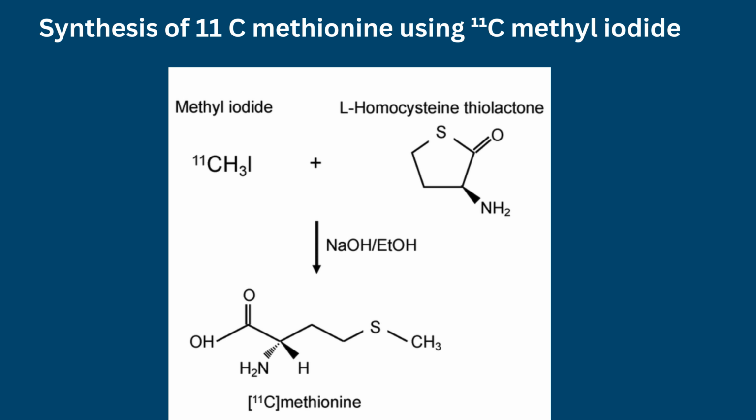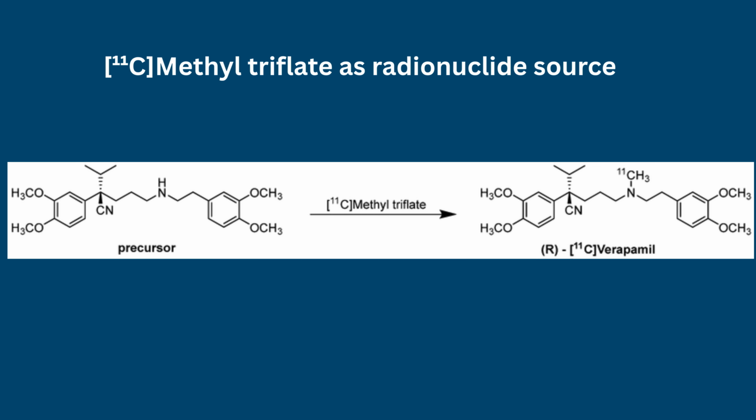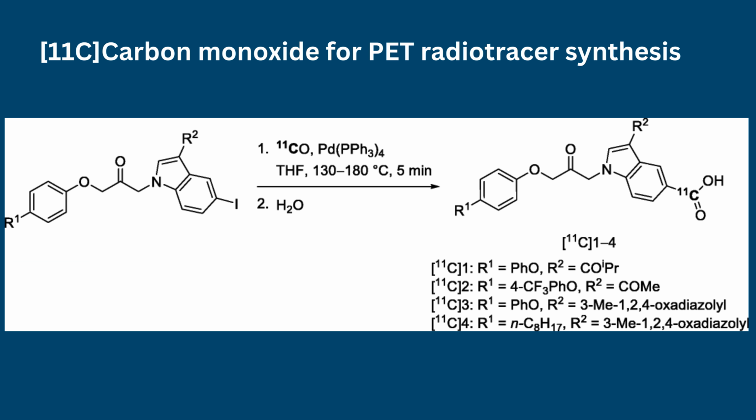Carbon-11 chemistry is dominated by methylation and carbonylation reactions using reactive intermediates such as carbon-11 methyl iodide, carbon-11 methyl triflate, and carbon-11 carbon monoxide. These reactions facilitate the incorporation of carbon-11 into a wide range of functional groups, including amines, alcohols, and carbonyl compounds.